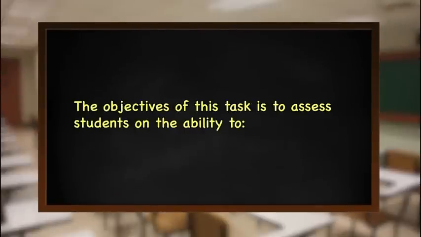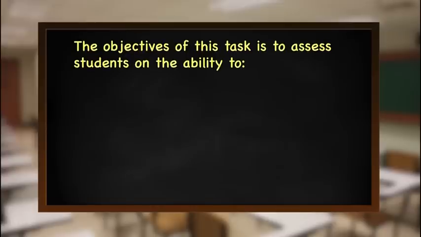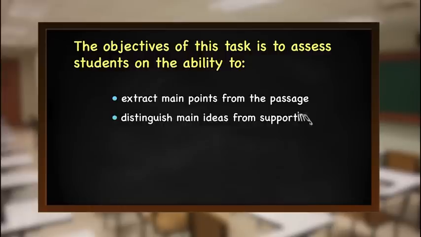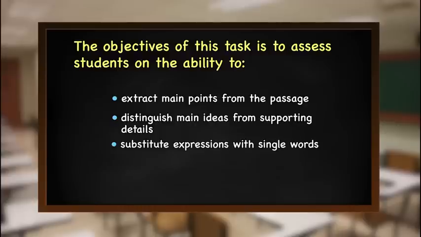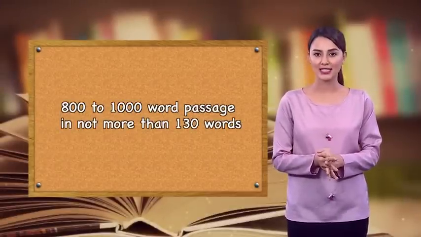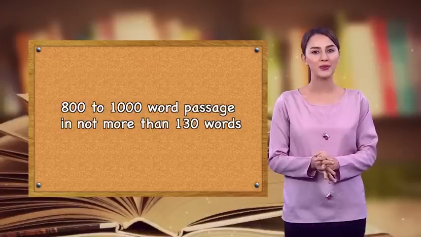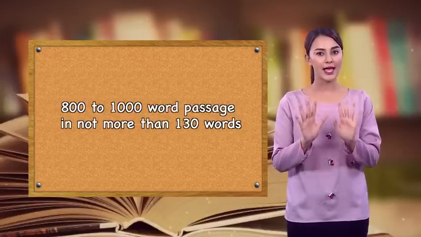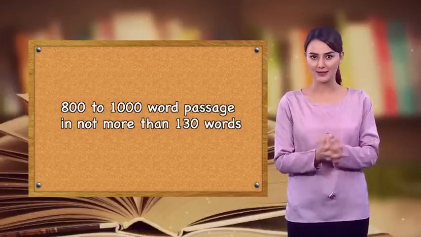The objectives of this task are to assess students on the ability to extract main points from the passage, distinguish main ideas from supporting details, substitute expressions with single words, and use alternative vocabulary. Students are required to summarize an 800 to 1,000 word passage in not more than 130 words, including the 10 words given with the instructions.